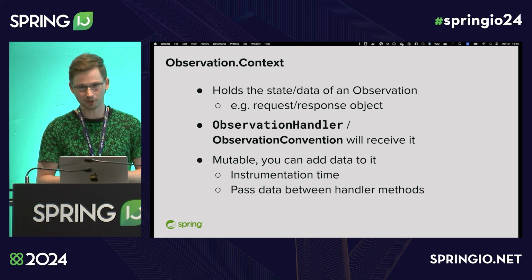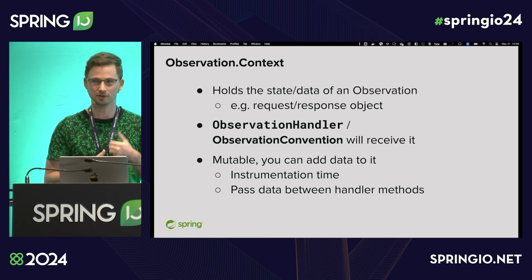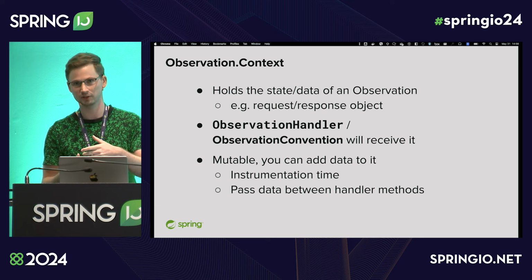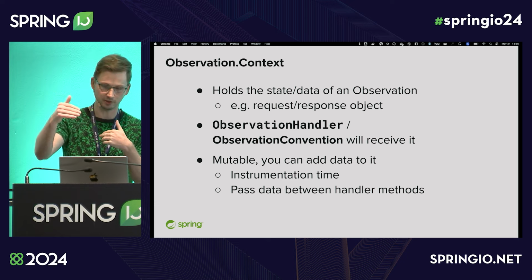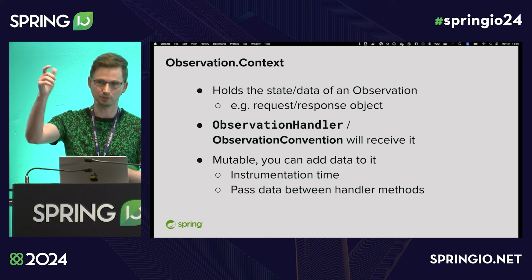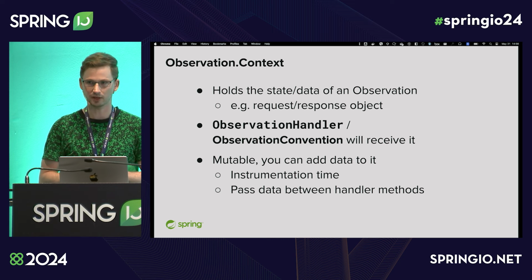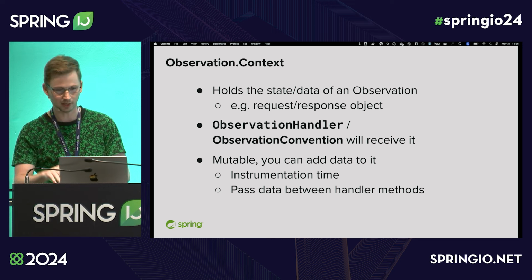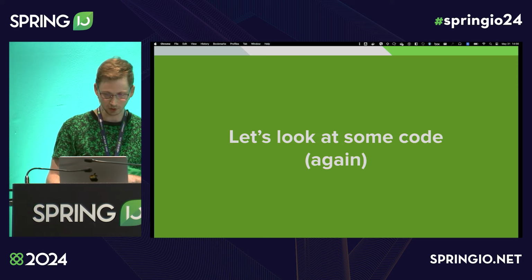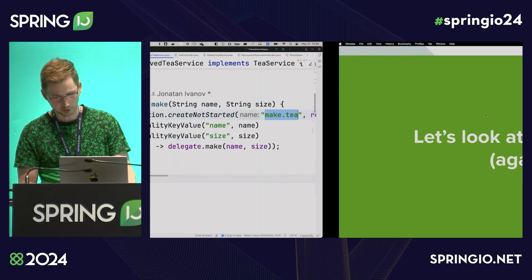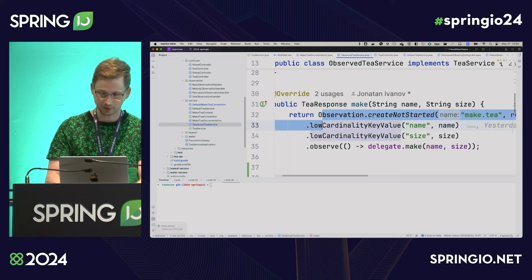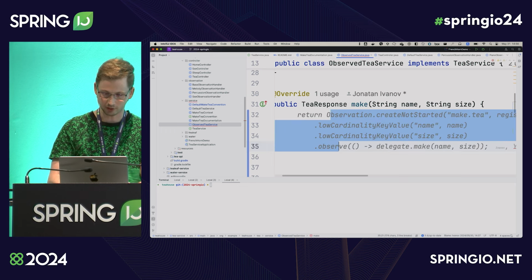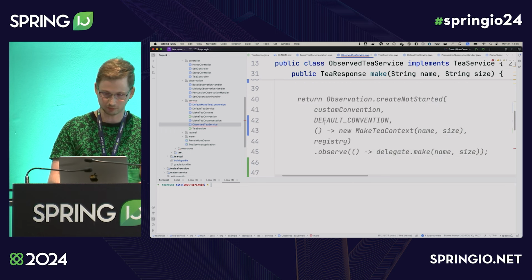And this is mutable. You can add data to it at instrumentation time, and also the handlers get called, say, when the observation is started or stopped or when an error is applied, and you can also get passed the context there, and you can add and modify data at that time. So let's go back and look at some code and maybe apply some of these concepts. We don't want to just do everything kind of hard-coded in there. We want to be a little bit more flexible.